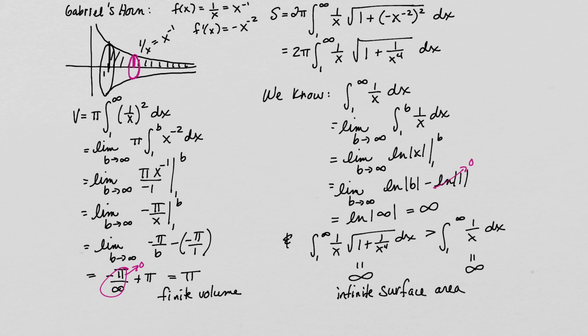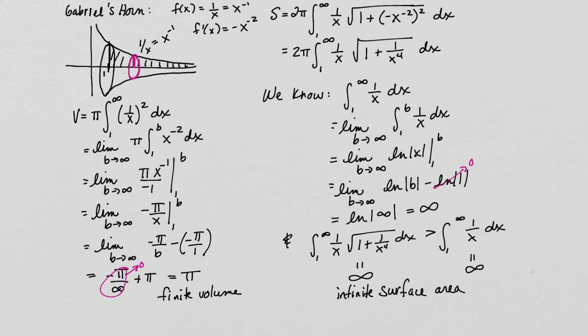Okay, so that's just weird, right? Finite volume and infinite surface area. And if you're kind of like, okay, I guess it's weird, think of it this way. If that horn was hollow, it's saying I could fill that horn with paint, right? That's what having a finite volume means. You could fill the horn with paint, but there's not enough paint inside the horn to paint the outside of the horn. That's weird. It's crazy weird, right?